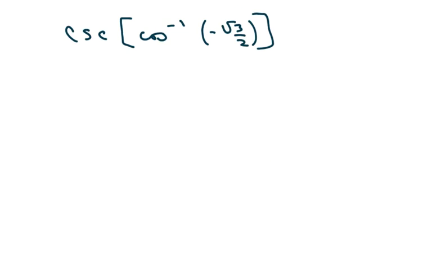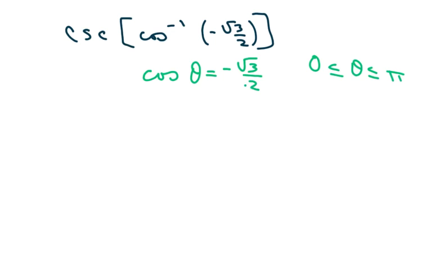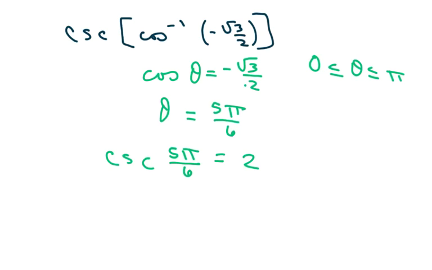And the last one, cosine of theta equals negative square root of 3 over 2. That means we're in quadrant 2, because cosine is negative in quadrant 2. So my angle is going to be 5 pi over 6. And then you just use your unit circle and figure out what cosecant of 5 pi over 6 is, and that equals 2.